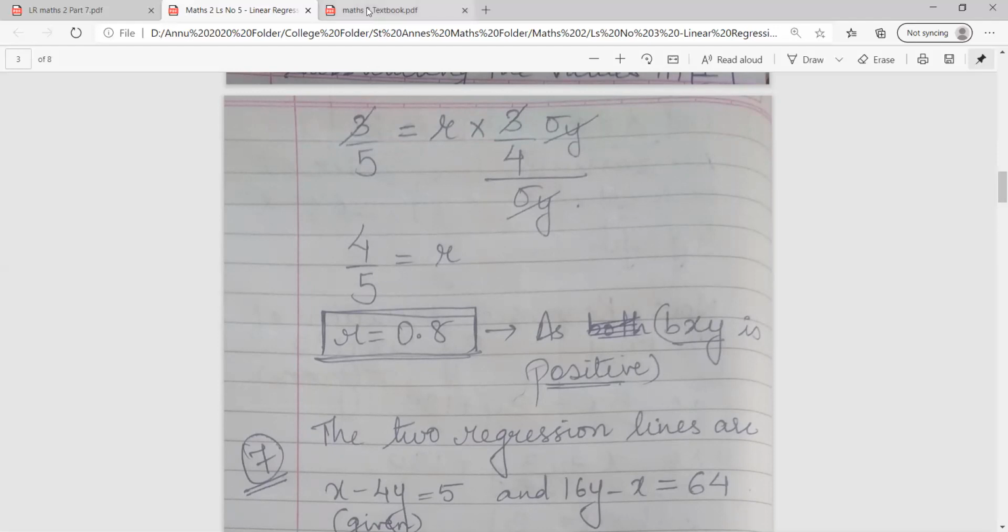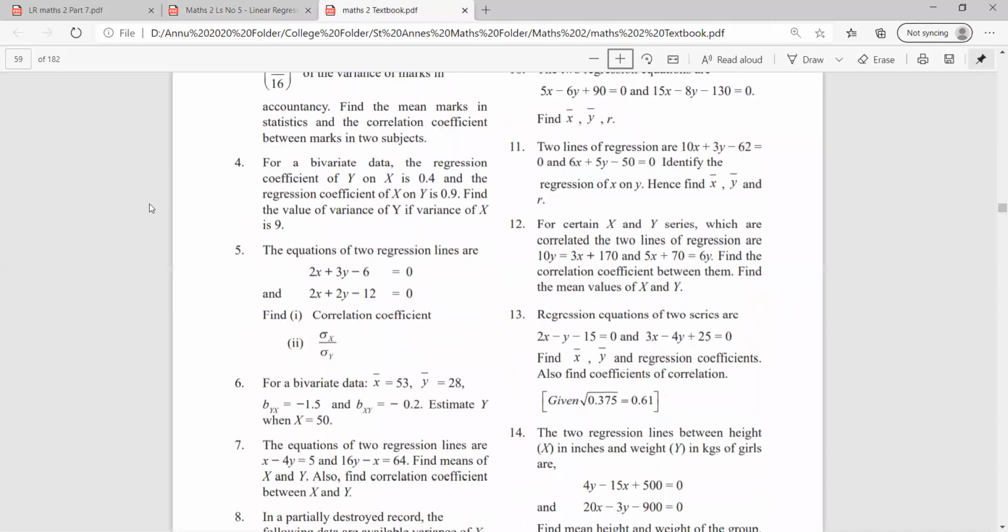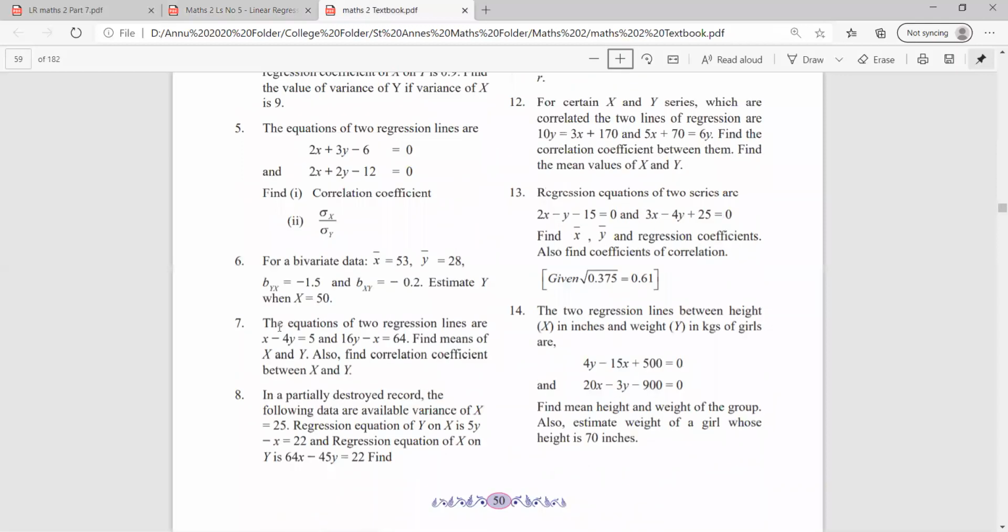So class, have you all followed the sum? The sum is quite easy but very important from your board exam point of view. Now moving forward to question number 7.